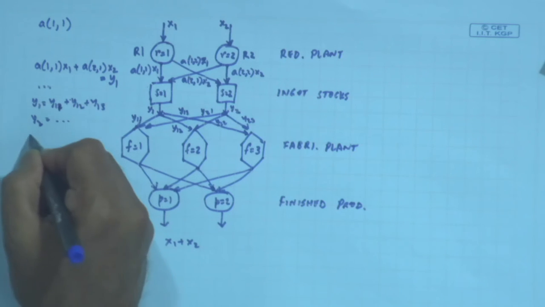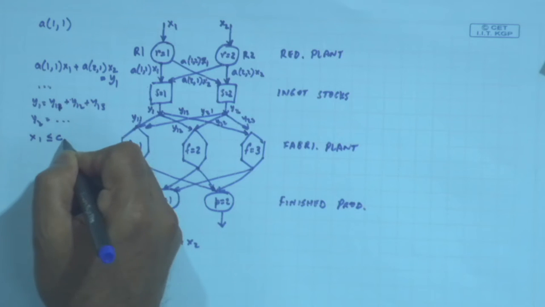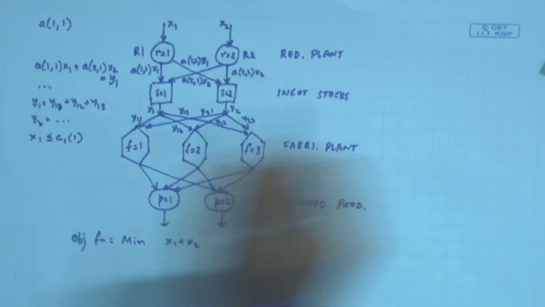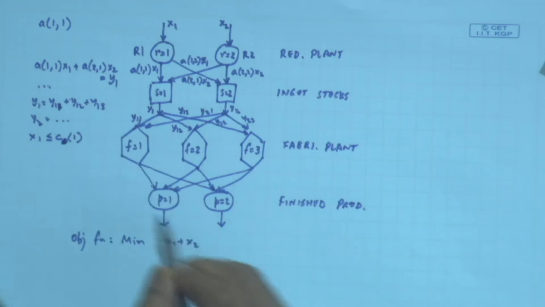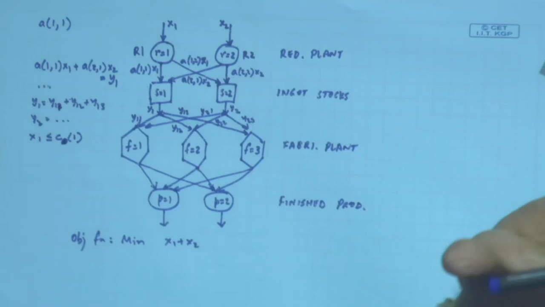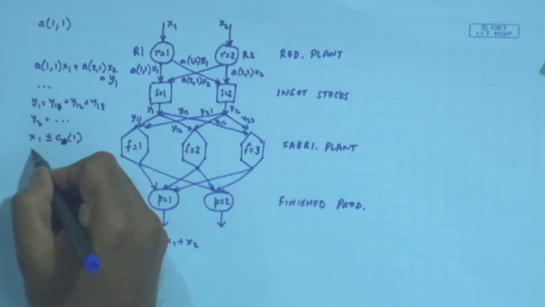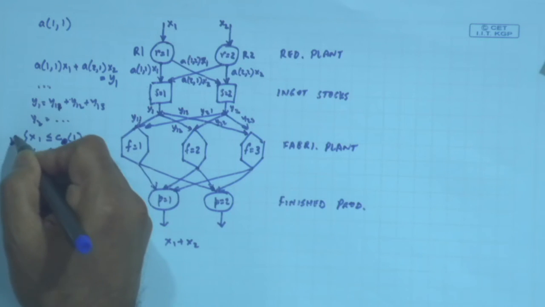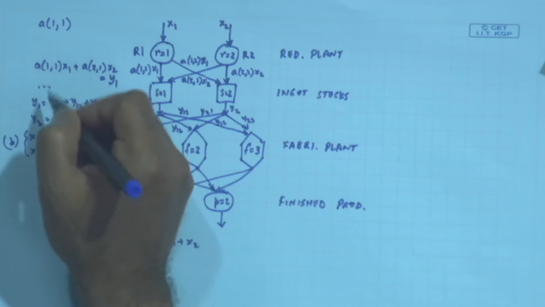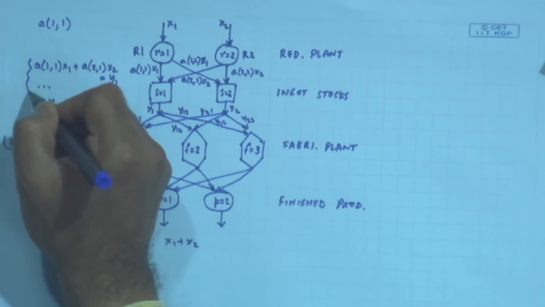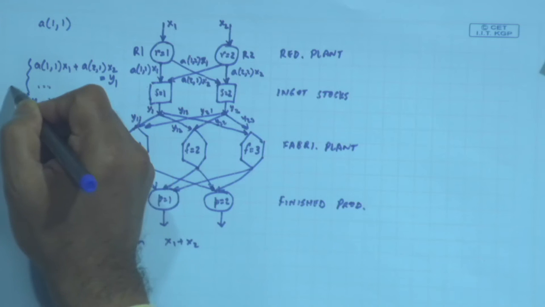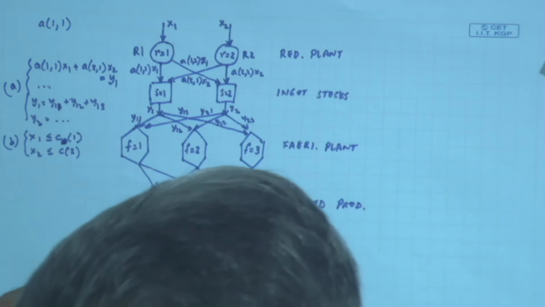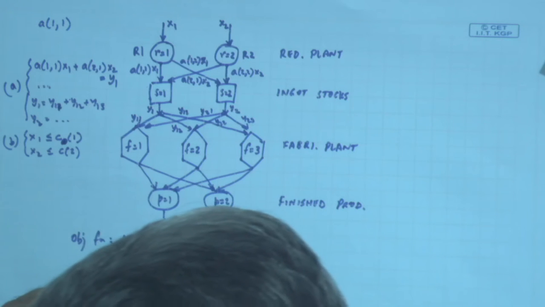X1 is less than C1. So X1 will be less than equal to C1 always, okay? And all these C's are given to you. C1, C2 are some numbers given to you. Similarly, you can write X2 less than equal to C2. So this is taken care of, constraint B, and all these things are taken care of over here, and also the next one you can call it A, because the next one follows from the first one that we wrote. Okay. Now let's read C.